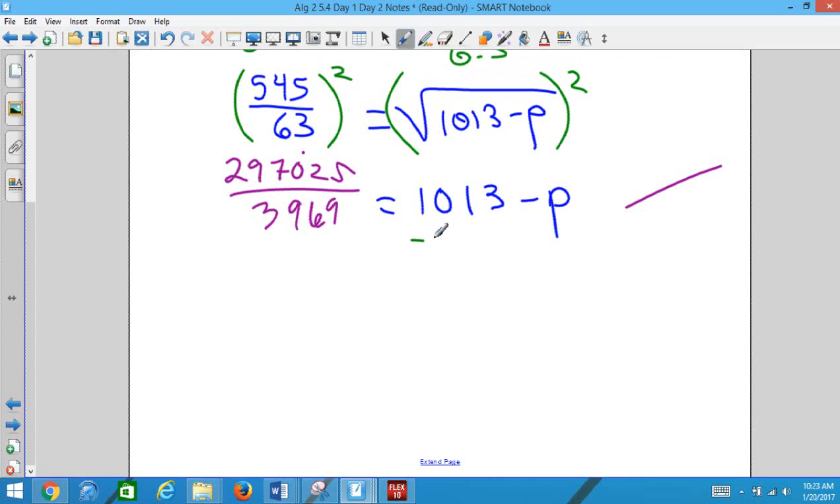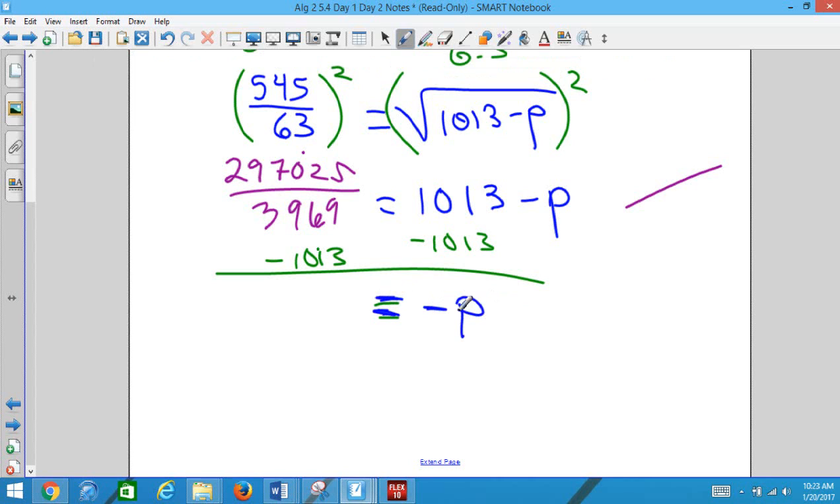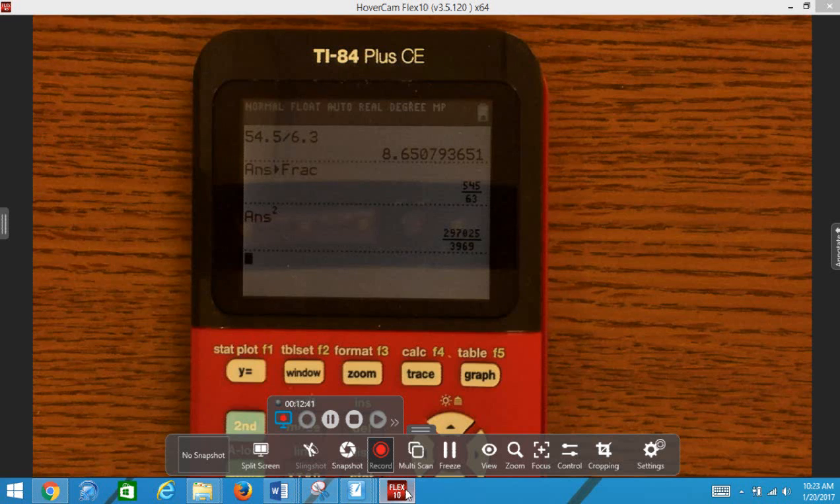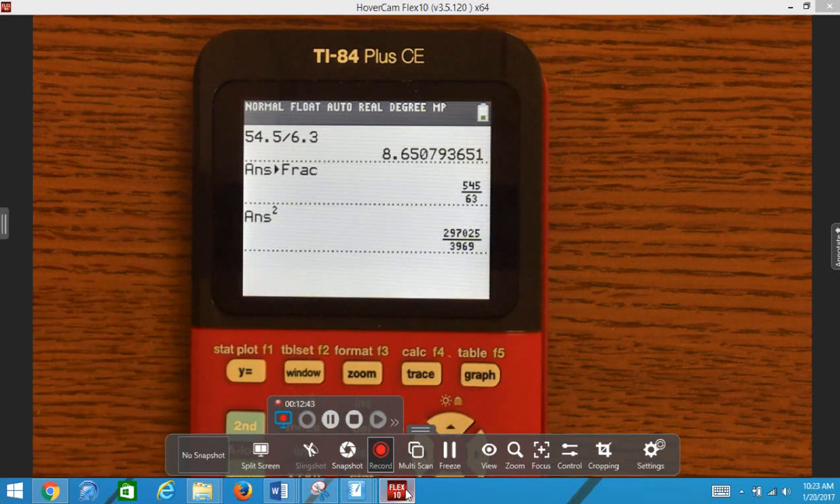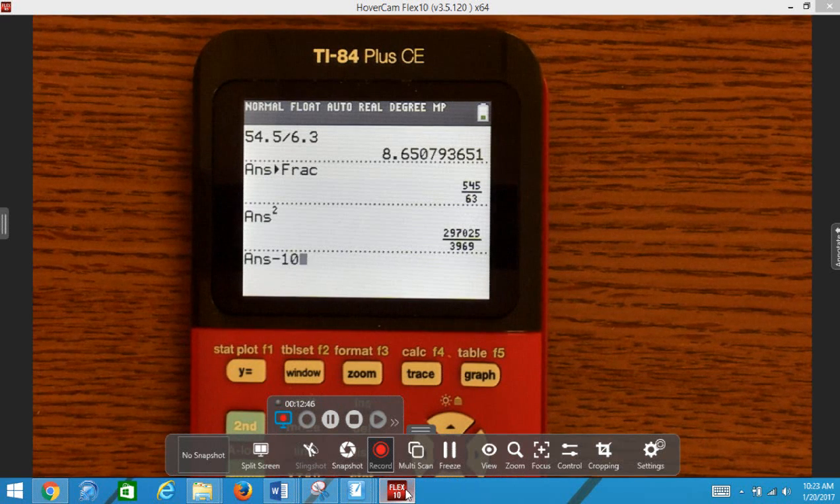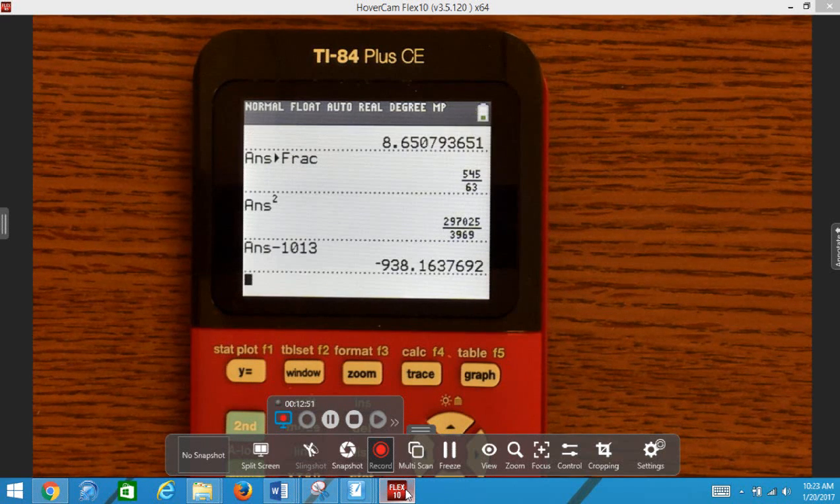I'm going to subtract 1,013. When I subtract that, I will be left with negative p. So when I subtract it, I'm also going to have to change the sign from the answer. So on my calculator, I'm just going to hit minus 1,013. So it's taking the last answer. I'm not rounding it at all. And then you times that by -1, or divide it by -1, either.